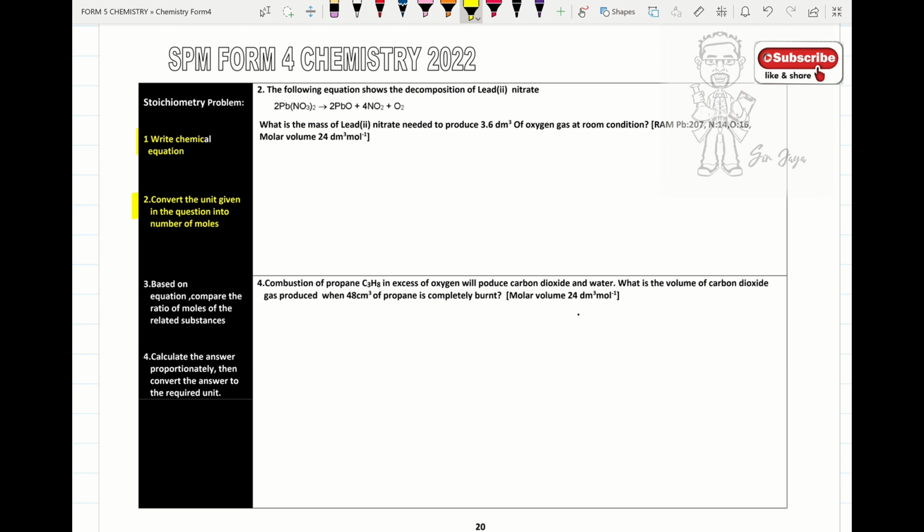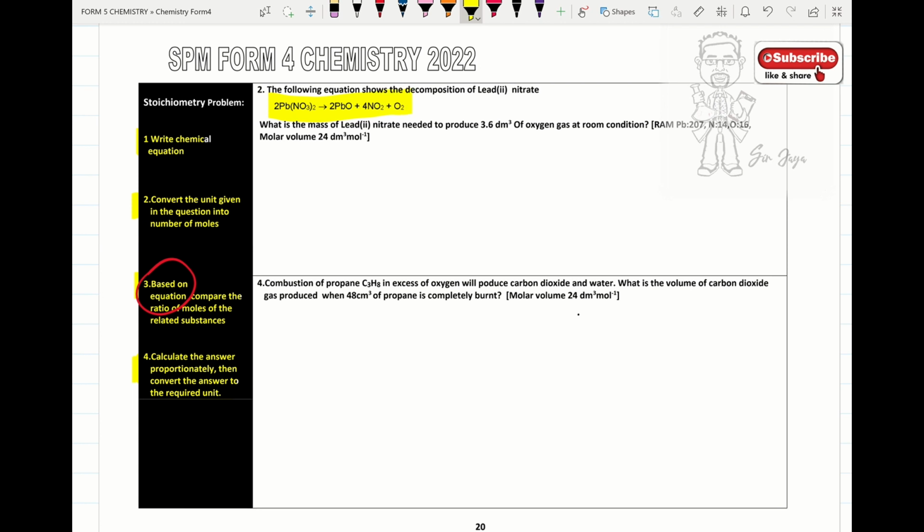in the question into number of moles. Based on the equation, we compare and find the mole ratio. So we must use the equation. And the final step, calculate the answer proportionally, then convert the answer to the unit required. So we check the first question, we try to do the first question.